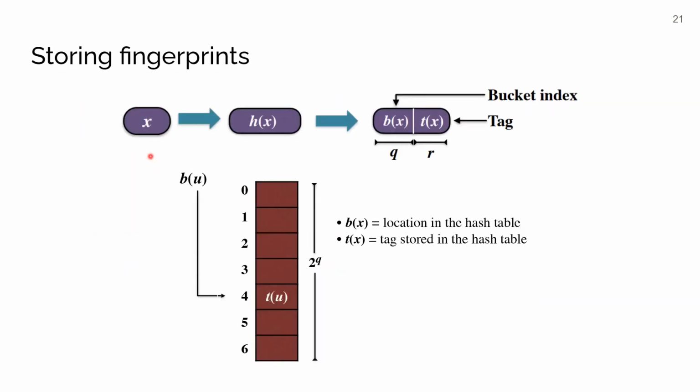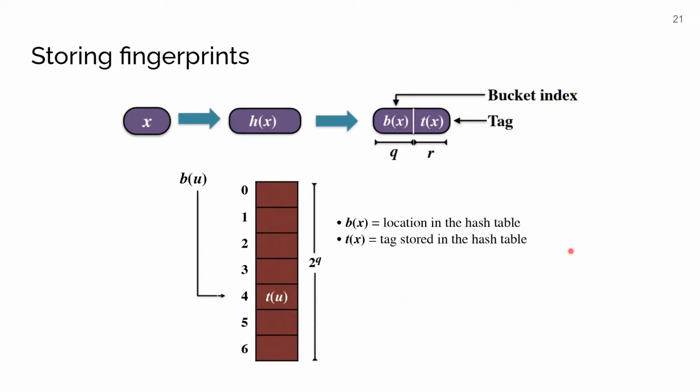We start with an x, we pass it through a hash function to get the p-bit fingerprint h of x, then we split it into a q-bit quotient and an r-bit remainder. So the quotient, that is b of x, becomes the bucket index, and the remainder, that is t of x, becomes the tag. So if you're trying to insert an element u, then its quotient b of u becomes its location in the hash table, and then the remainder t of u is stored in the hash table.